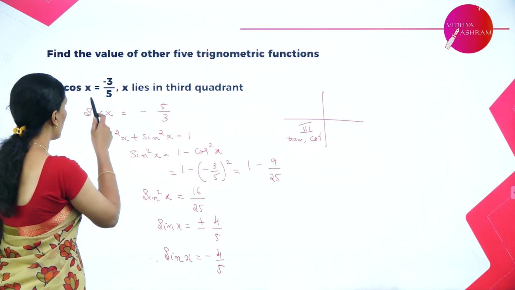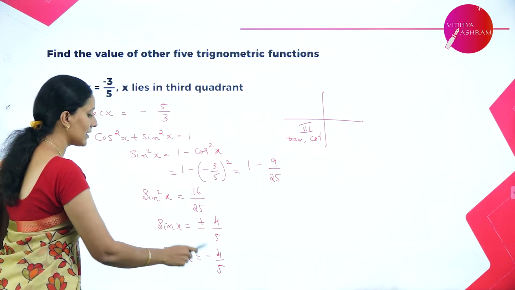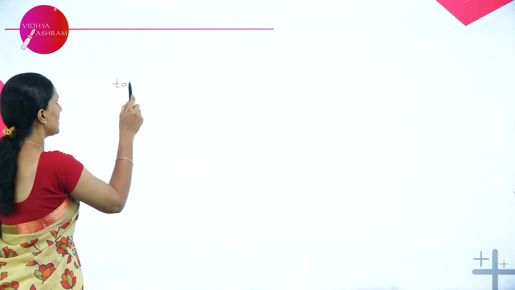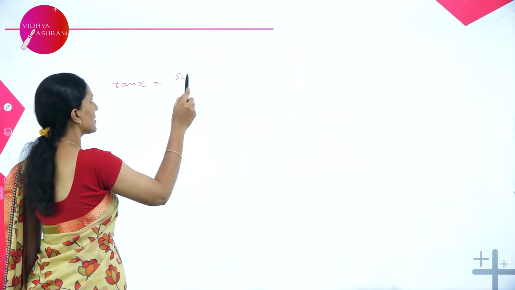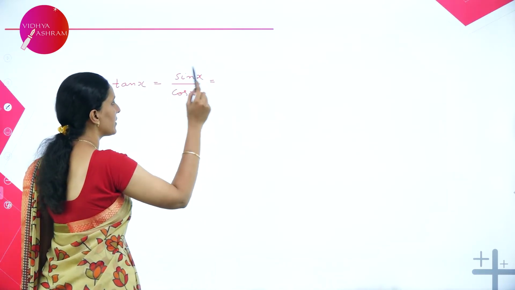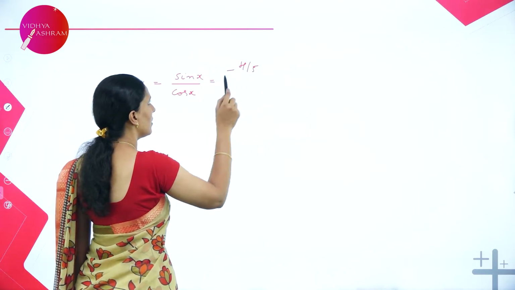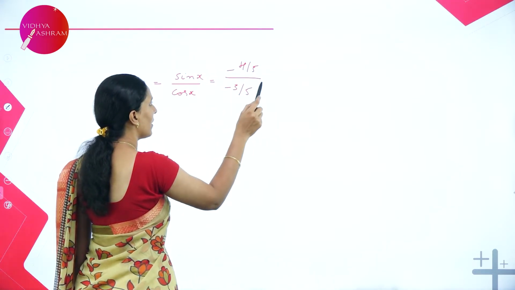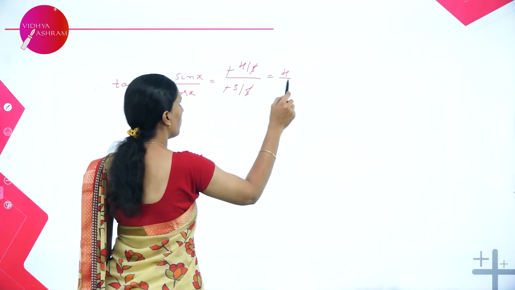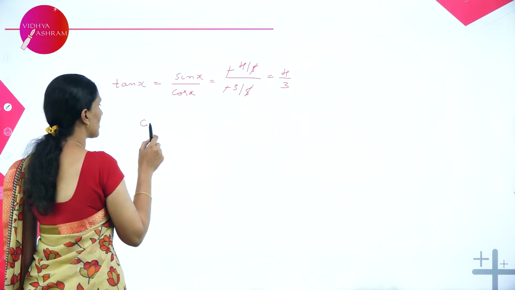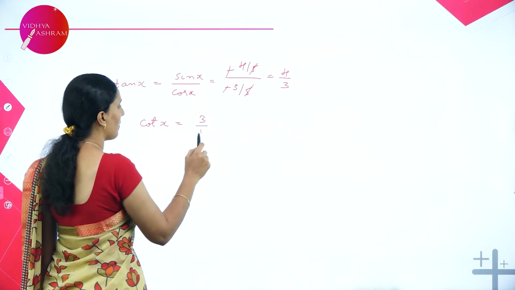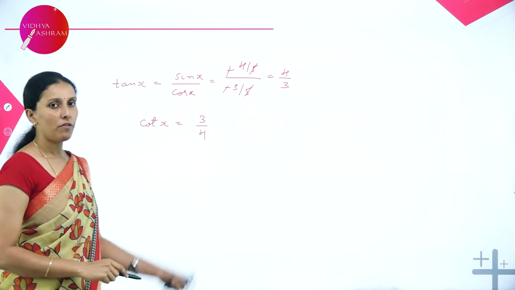Now we know cos is minus 3 by 5, sine is minus 4 by 5. We can take tan. So therefore, tan x is sine x by cos x. The value of sine is minus 4 by 5. Value of cos is minus 3 by 5. 5 cancels. Minus minus cancel. It is 4 by 3. And cot x. Cot x is the reciprocal of tan, which can be written as 3 by 4. Or we can also take it in the form of cos by sine.